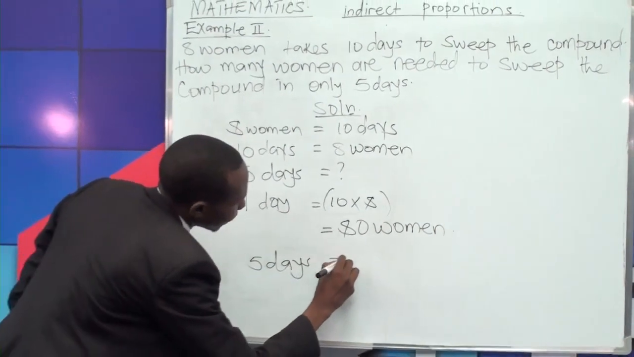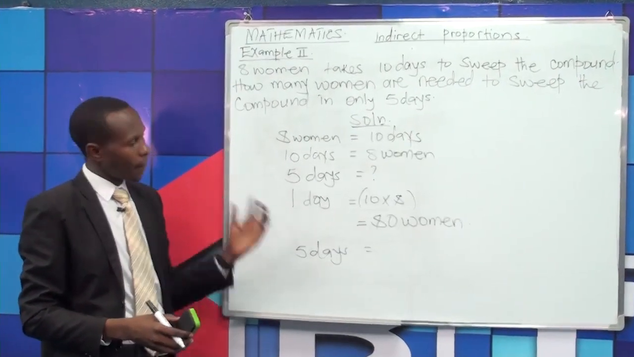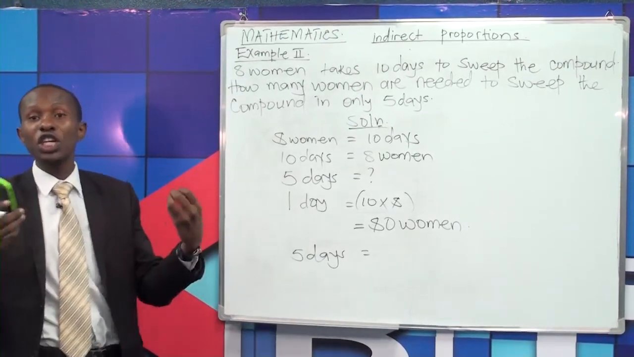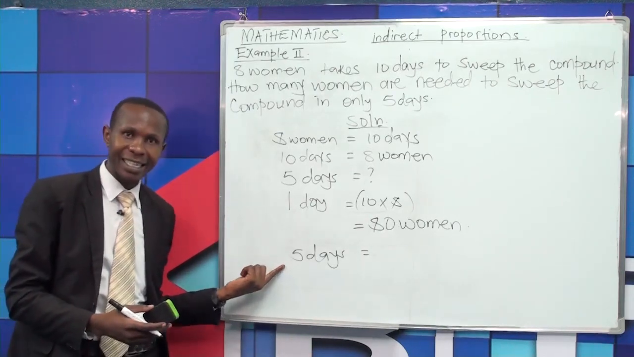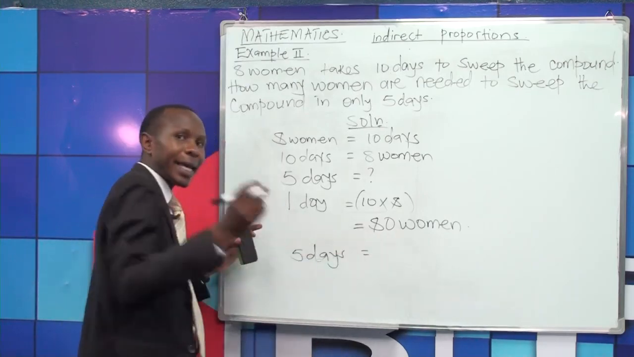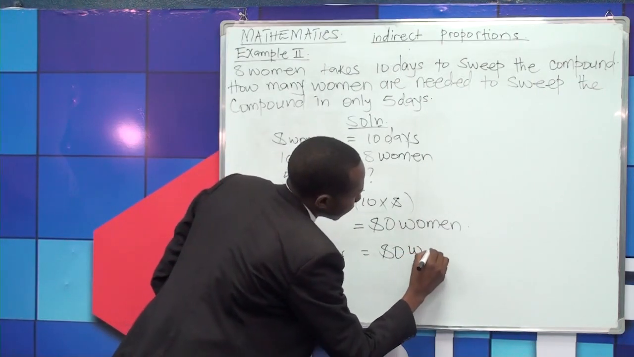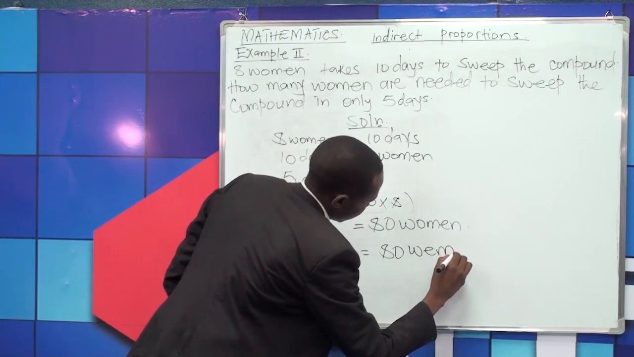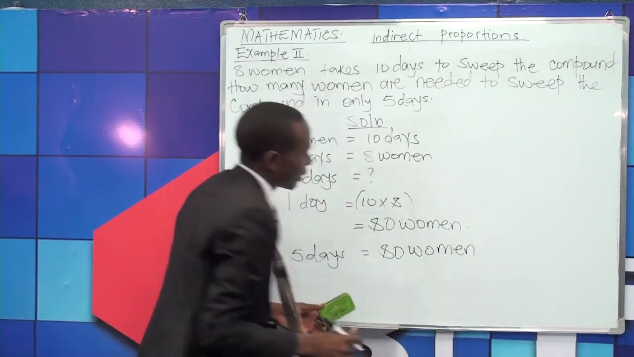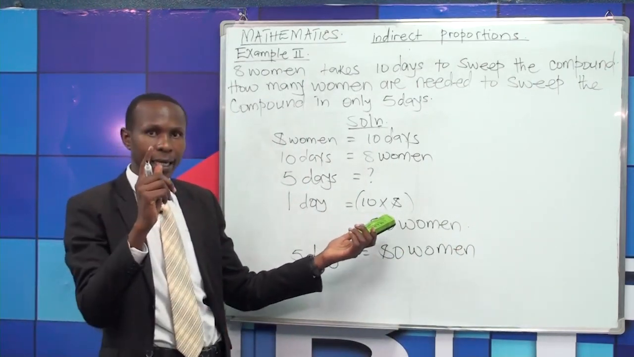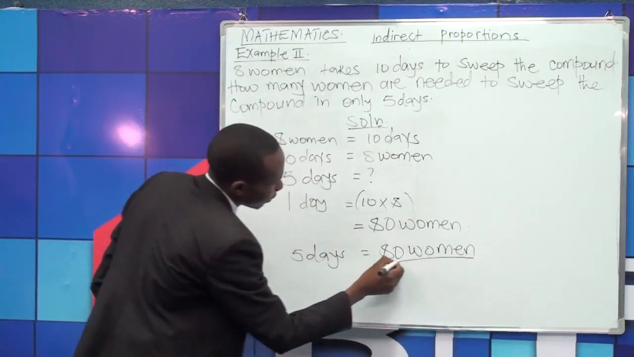This is the work that can be done by 80 women in 1 day. But now we want to find how many women you need such that they can do the same piece of work in 5 days. So I will get the number of workers who are working in one day. That is 80 women. This is the number of women working in only one day. But you want your work to be done in 5 days. So we shall get 80 divided by 5.